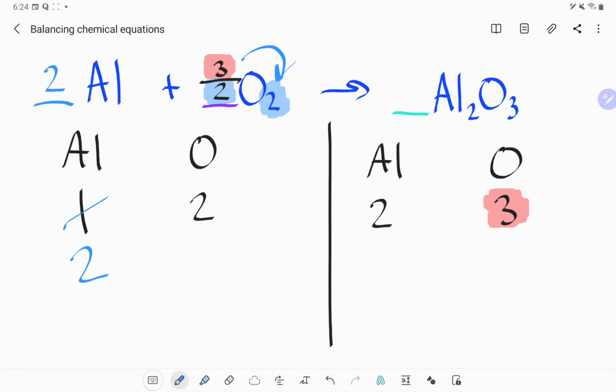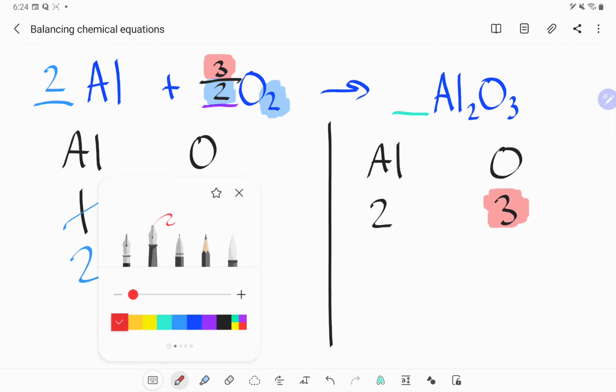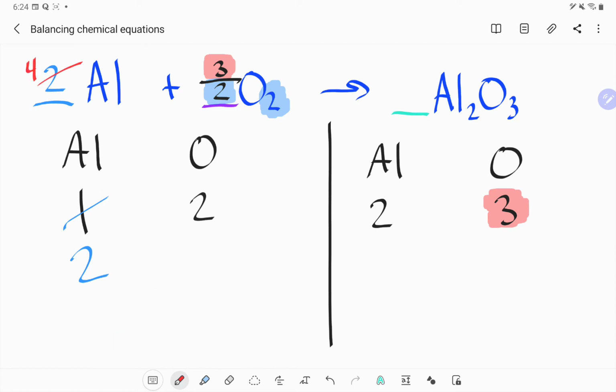All right, so now let's go ahead and multiply everything by the denominator here in order to get this all balanced. So we need to multiply everything by this number. So multiply everything by 2. All right, so when we do that, it's going to look like this. We're going to put a 4 here. We're going to put 3 here. And we're going to put 2 here. 4, 3, 2. It's always good to get in the habit of double checking your work.